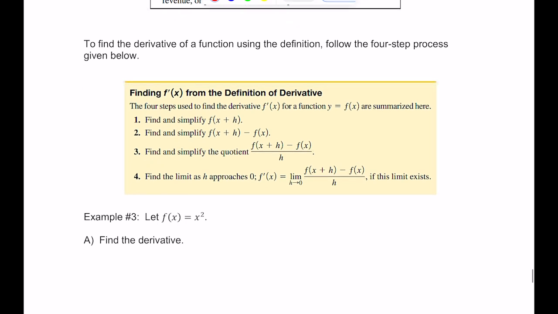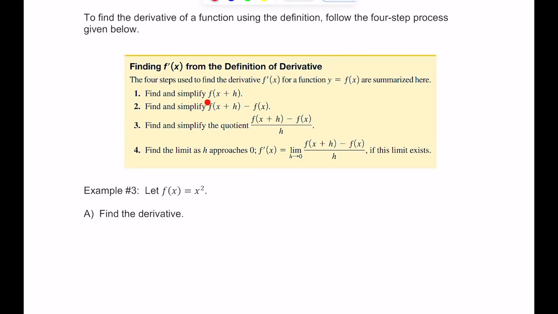So the first thing we're going to do is find and simplify f of x plus h. Then we're going to find and simplify f of x plus h minus f of x. So that's the numerator, right? Then we're going to find and simplify the quotient. And then we're going to find the limit as h approaches 0. Okay, and that will give us the derivative.